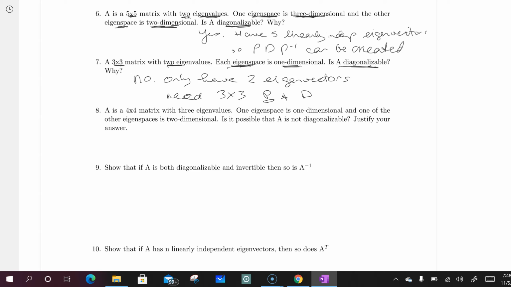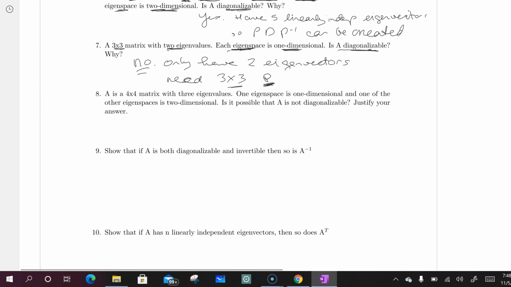P for sure is the one I'm really interested in. P is supposed to be made up of the linearly independent eigenvectors. There's only 2 of them. I can't make a 3 by 3 matrix. So that is no, it is not true.